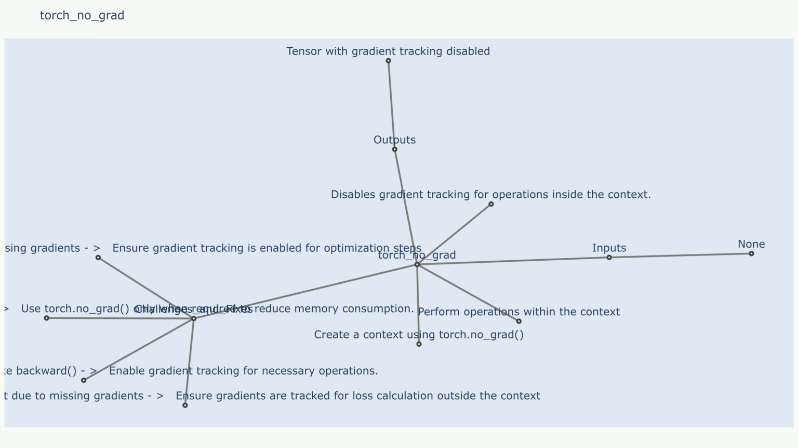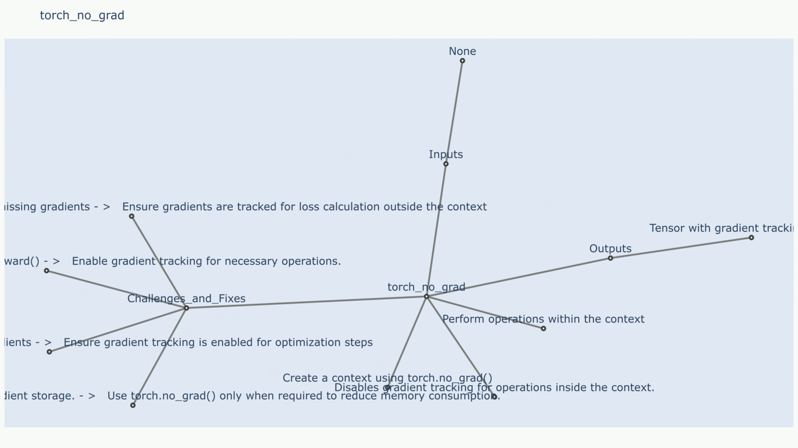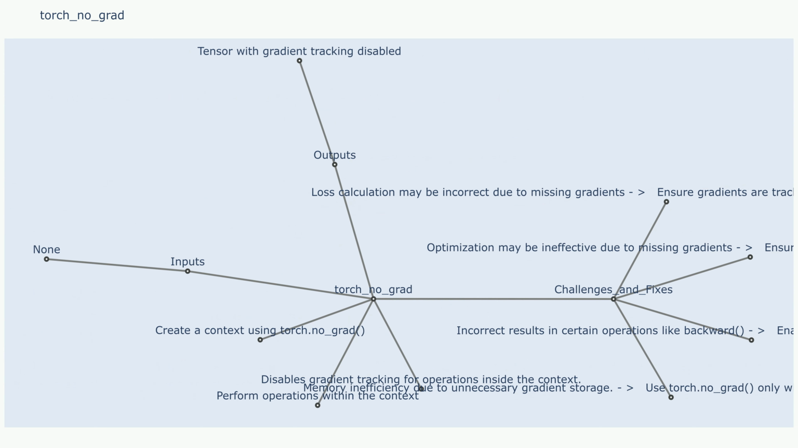Inputs. Input 1. Explain in detail. The Torch No Grad context manager doesn't require any specific input parameters. It acts as a wrapper around a block of code where gradient calculation is disabled. Input 2. Explain in detail. The input to Torch No Grad is the code block within which you want to prevent gradient computation.